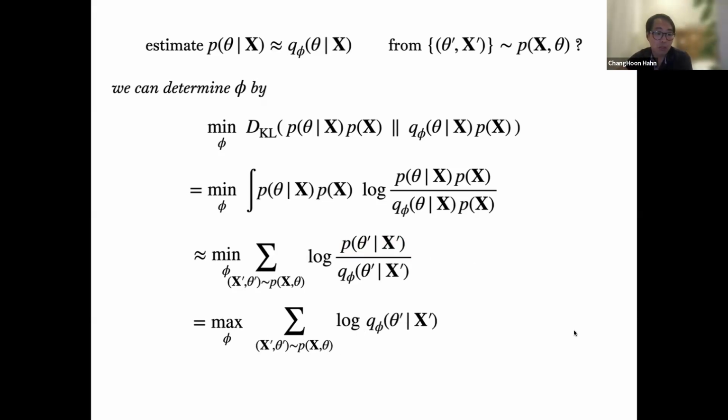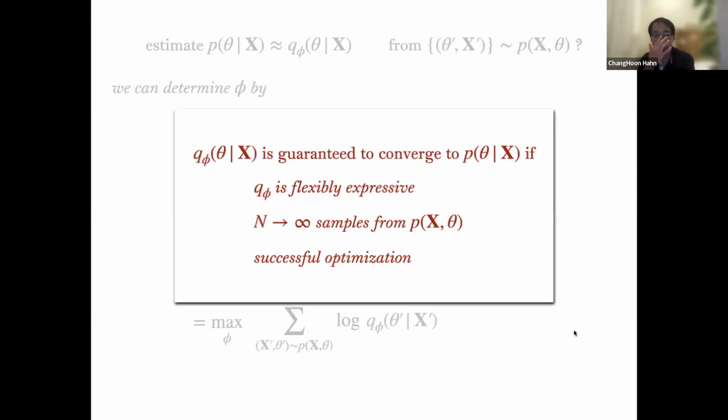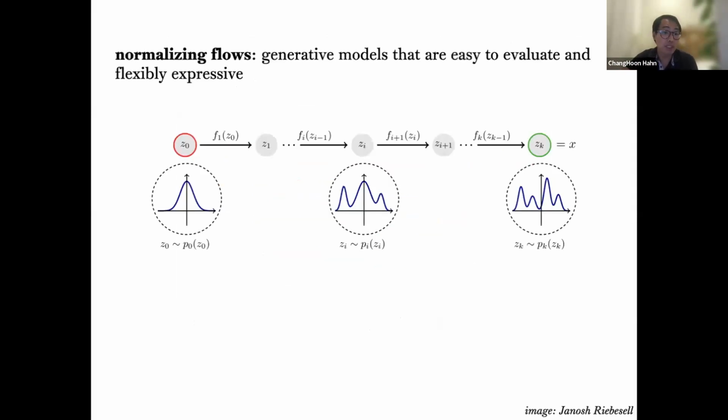Now, in the case where Q of phi is flexibly expressive, meaning it is flexible enough to actually approximate P, and in the limit of infinite samples and successful optimization, Q of phi is guaranteed to converge to the true posterior. Now, in order to make the first and the third criteria possible, the model that I like to often use is normalizing flows.